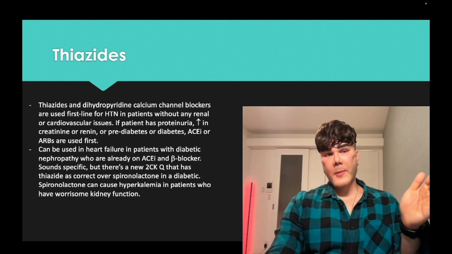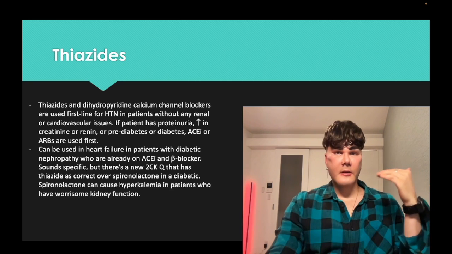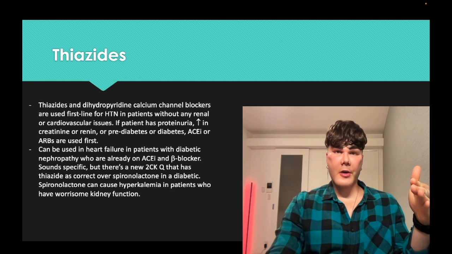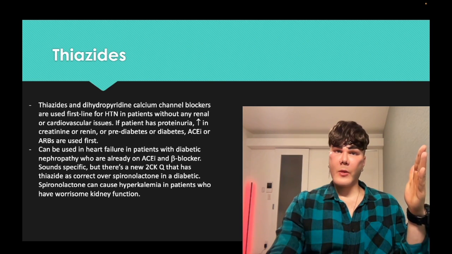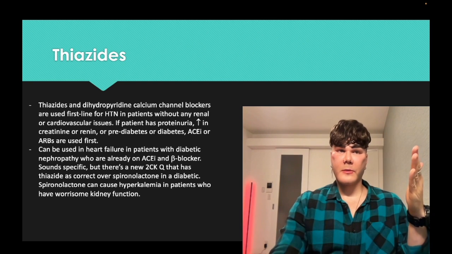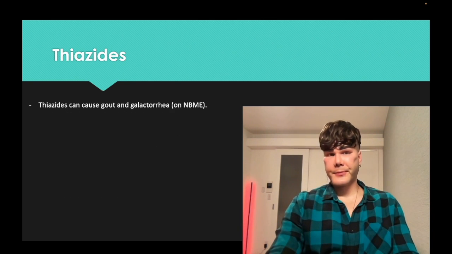Essentially, when we're talking about the hierarchy of drugs to give in heart failure, ACE inhibitor first, then beta blocker, then spironolactone, that tends to be the sequence. But the 2CK question, rather than going ACE inhibitor, beta blocker, then spironolactone, they had thiazide after, which was really weird. But as I said, you want to be careful using spironolactone in diabetics, because of hyperkalemia.